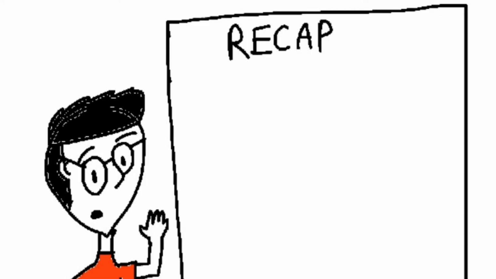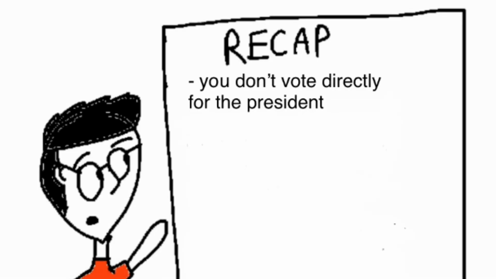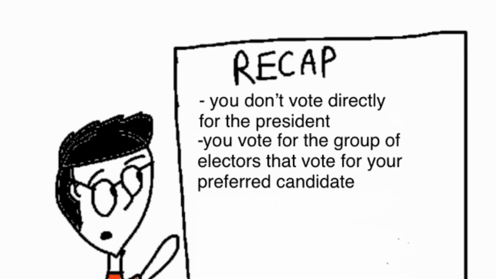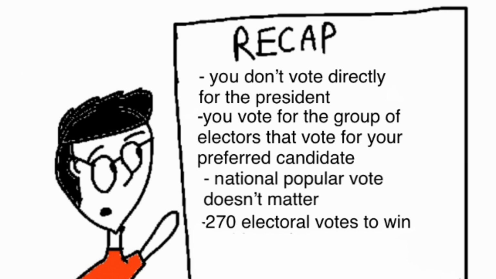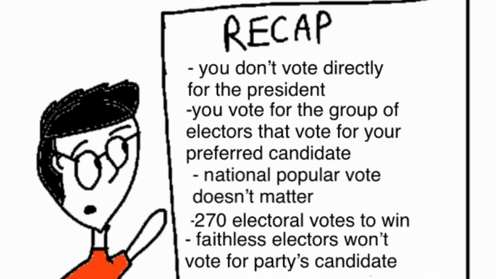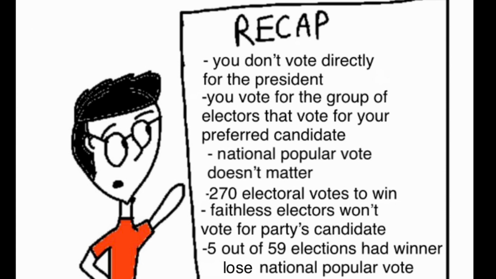So just to recap, you don't really vote for your preferred presidential candidate. You vote for the group of electors who will send electoral votes for your preferred presidential candidate. The national popular vote doesn't matter. You just need 270 electoral votes to win the presidency. In rare instances, faithless electors will vote for someone other than their party's nominee, and as of today, only 5 presidential elections had the winner lose the national popular vote.